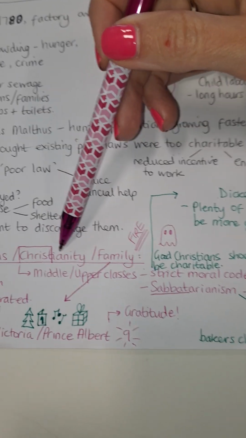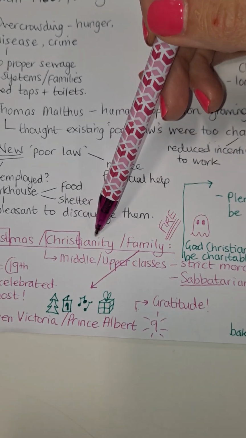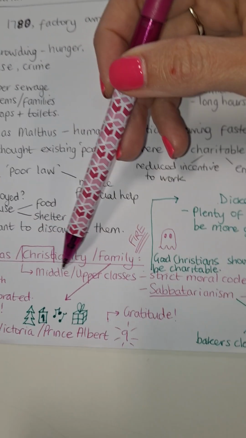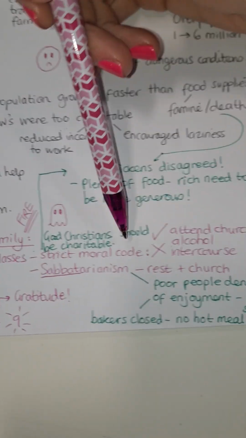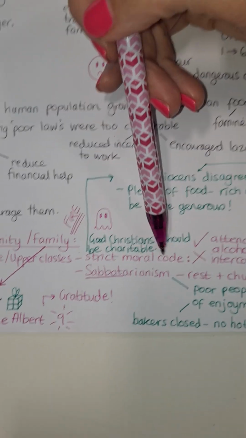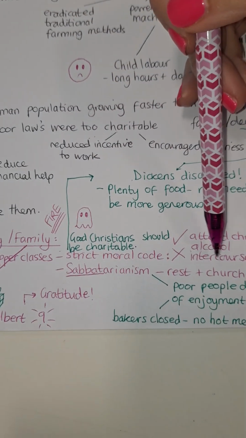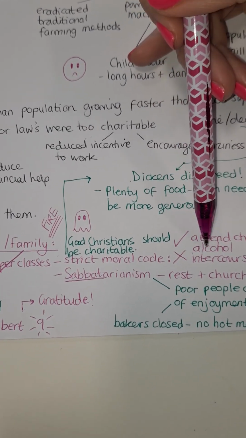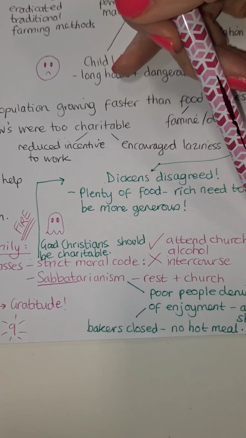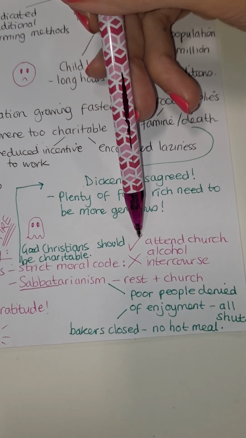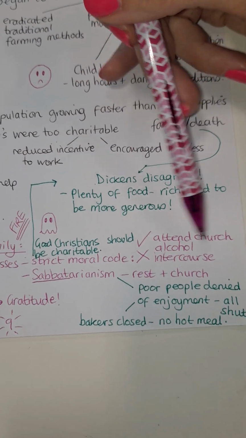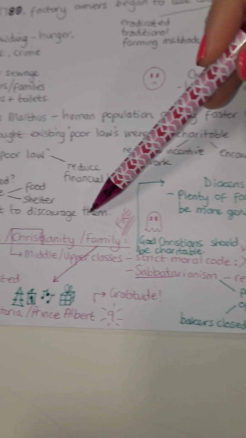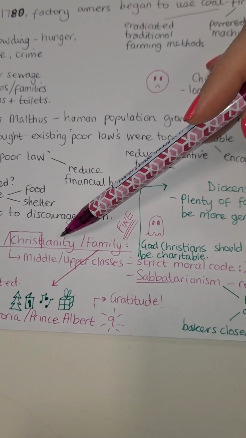So in terms of Christianity at the time and being a good religious person, this was very much for the middle and upper classes. There was a very strict moral code. So in order to be a good Christian, you should not have any sort of sexual intercourse, or be drinking alcohol or any sort of gambling or anything like that. And you should attend church regularly. This is what society's understanding of being a good Christian was.